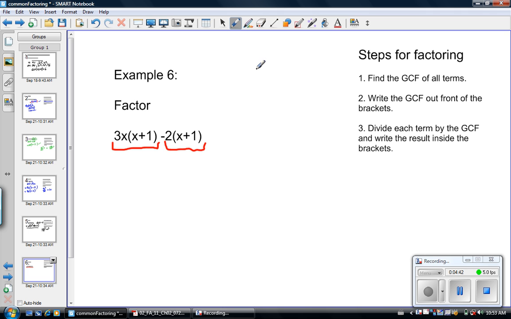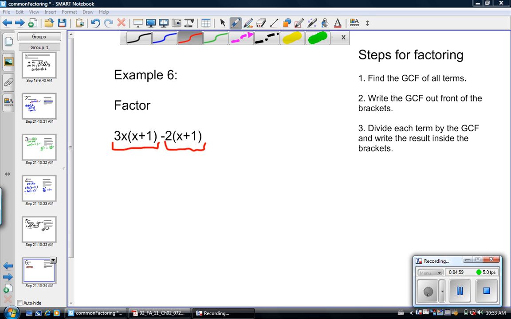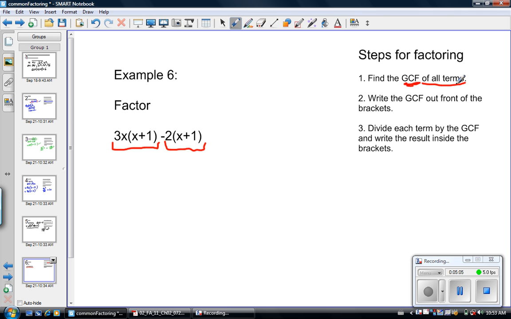That's kind of like when we had, well, let's think about a different example. Looking at that, there's a common x plus 1 on both terms. So the greatest common factor of those two terms is going to be x plus 1. So we're going to do step 2. We're going to write the greatest common factor of x plus 1 out front. We'll put brackets around that because it's separate. It's a whole term right there, x plus 1, one term.